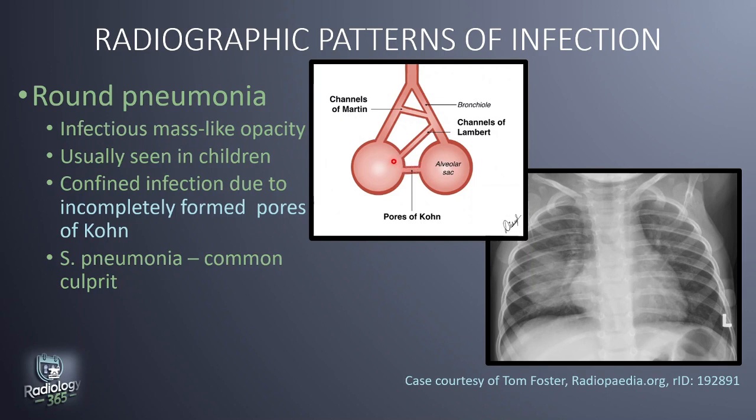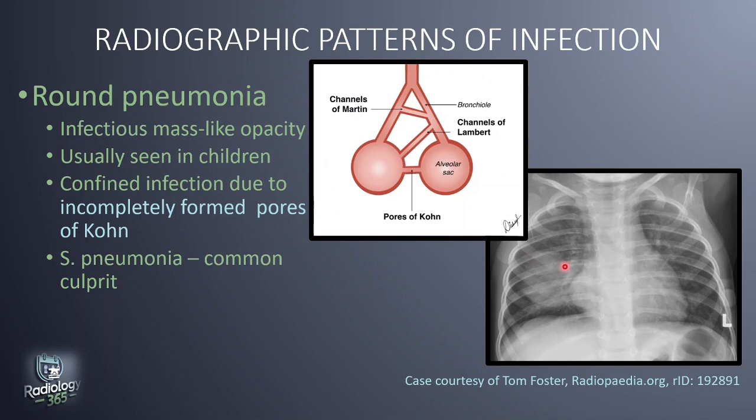In this situation, when one of the alveolar sacs gets infected, the infection is limited to that particular alveolar sac and it can't track into other alveolar sacs. However, in adults who have more completely formed pores of Kohn, infections within one alveolar sac can track into other alveoli, and hence you can have infections tracking through the entire lobe, causing lobar pneumonia, as we have seen previously. But in children, because of the incompletely formed pores of Kohn, the infections are usually confined, leading to mass-like rounded opacities in the lungs. Strep pneumonia is the most common culprit.